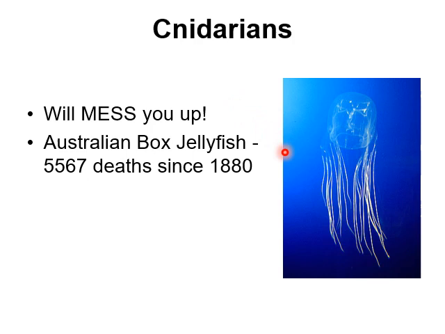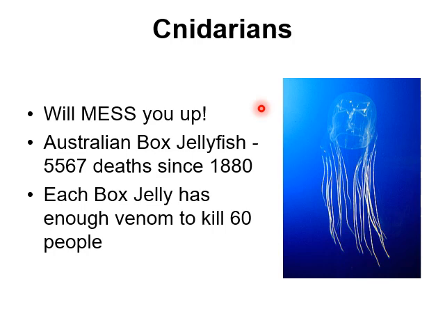They have incredibly potent cnidocytes with very potent venom in them. The venom inside each one of these can kill several dozen humans. That's amazing because these things are pretty small. They're only a couple inches long, right? So we're talking about a relatively small thing that packs quite a punch. Each one of these box jellyfish has enough venom to kill 60-some people, which is crazy. Think about how big our class is, and then double that class size, and that's how many people can get killed by one single box jellyfish.